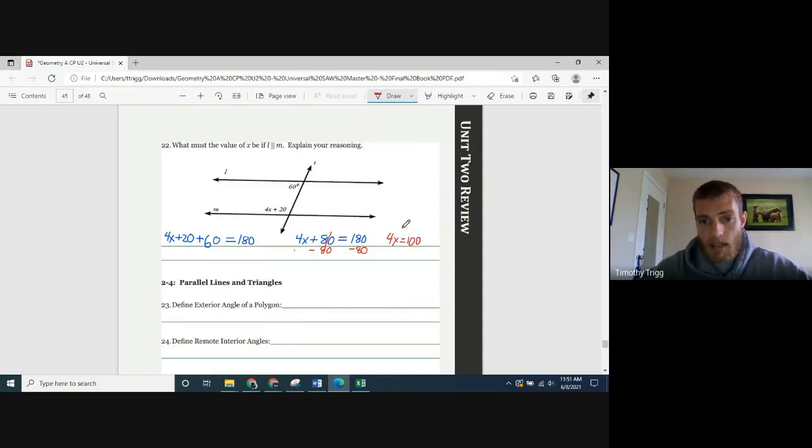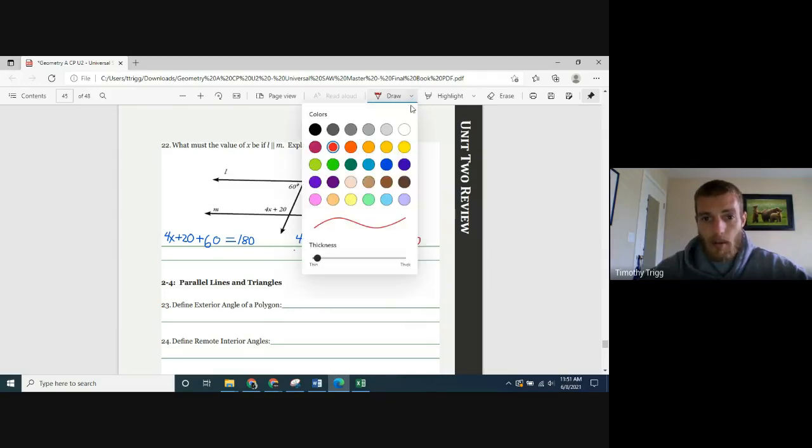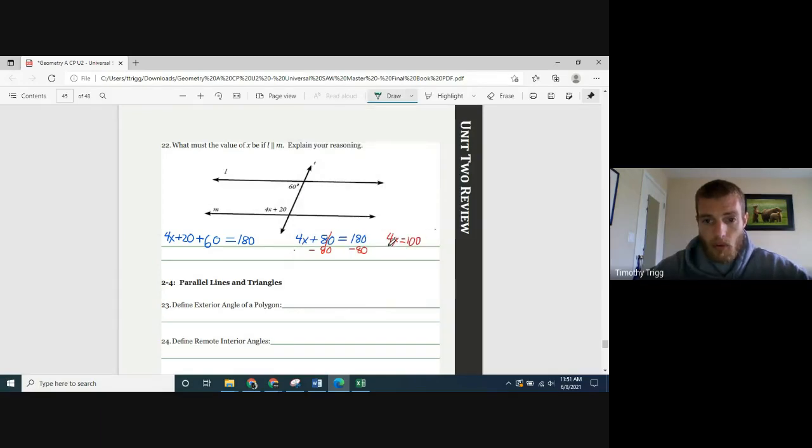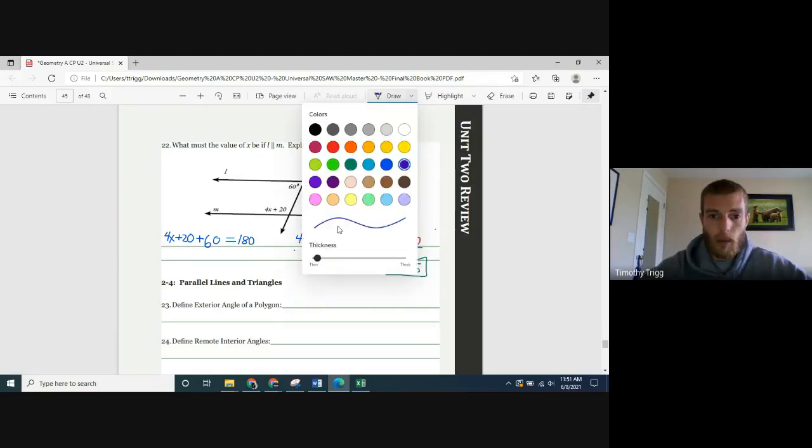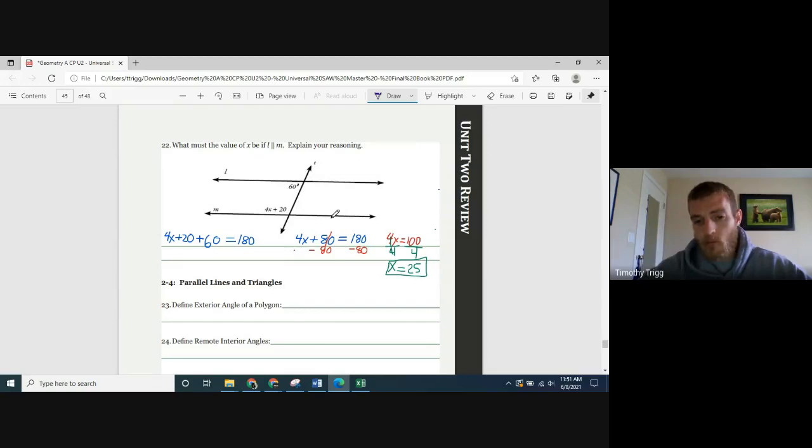Well, what would be the next step in getting x by itself? Well, we need to get rid of this 4. So how do we do that? Well, I would divide both sides by 4. So you divide by 4 here. Divide by 4, divide by 4. And that'll give you that x equals 100 divided by 4. That's 25. Okay. There's your answer there. Okay. Hope that made sense. I know it's a little bit of algebra, but it's not too terribly bad.